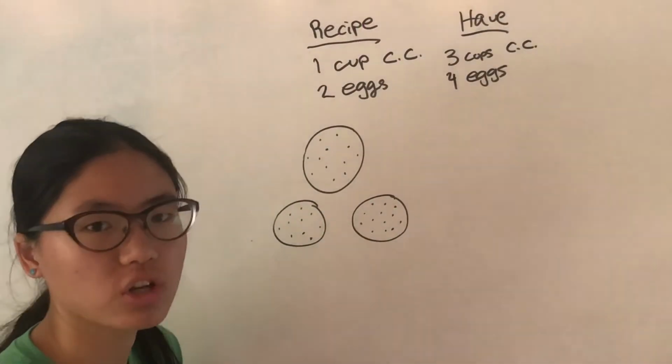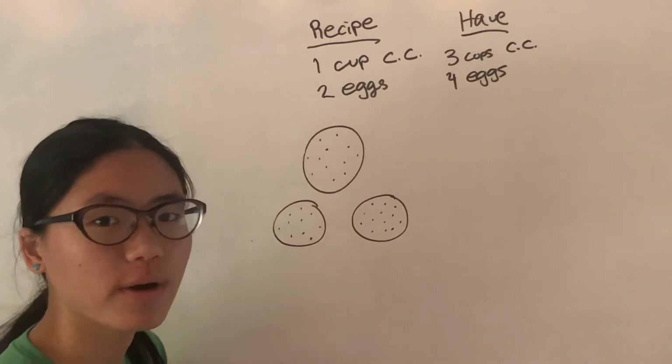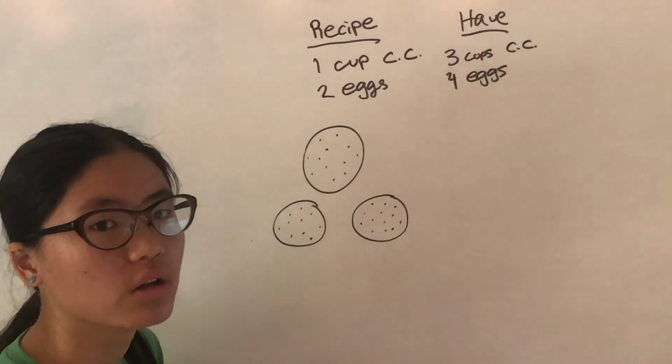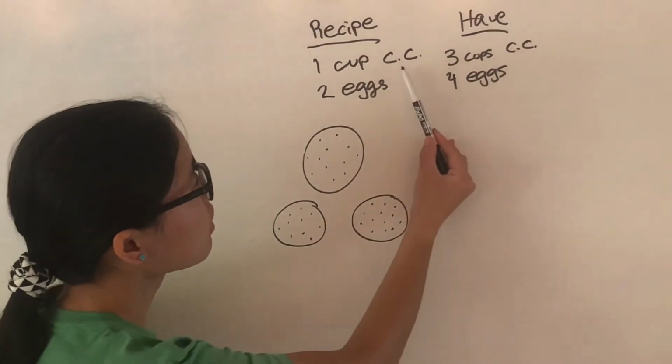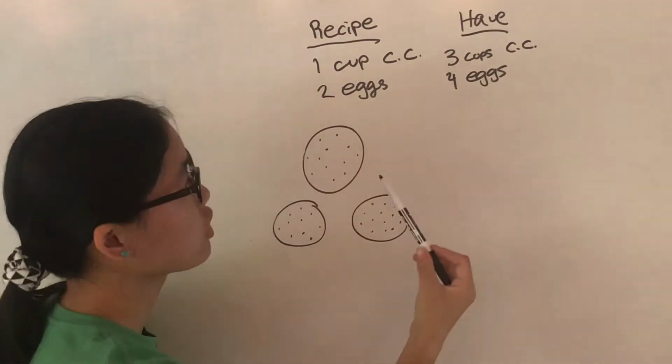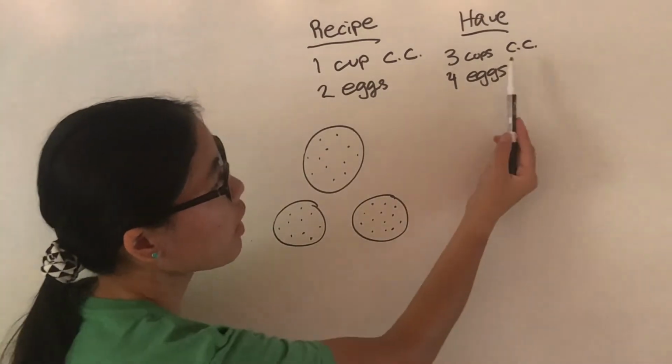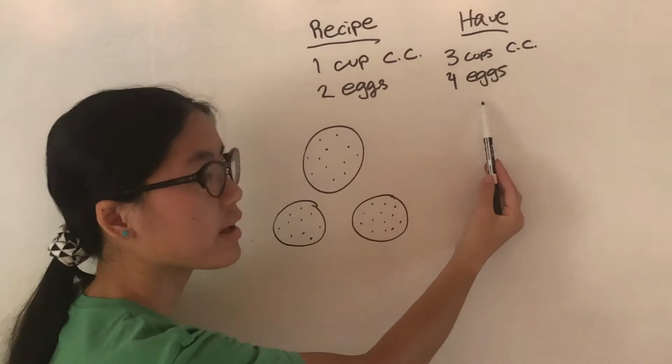Imagine you are baking chocolate chip cookies and you want to make as many as possible so you can share them with all your friends. Well, you look at the recipe and it calls for 1 cup of chocolate chips and 2 eggs for each batch. And you check your pantry, you check your refrigerator, and you find out that you have 3 cups of chocolate chips and 4 eggs.